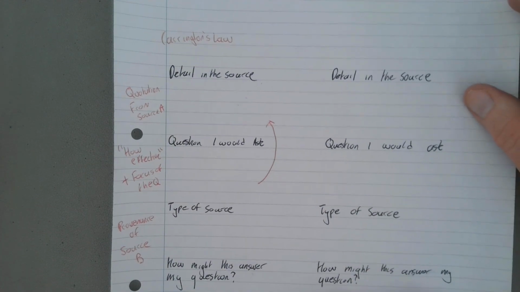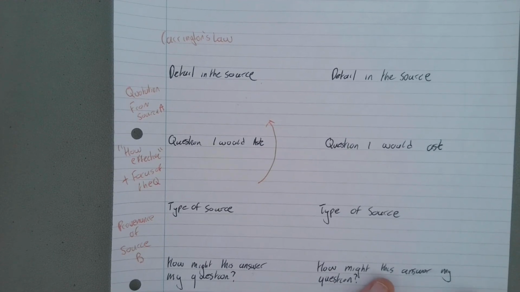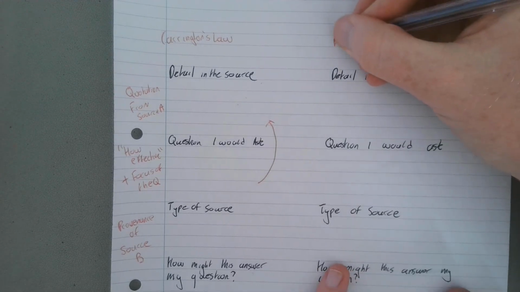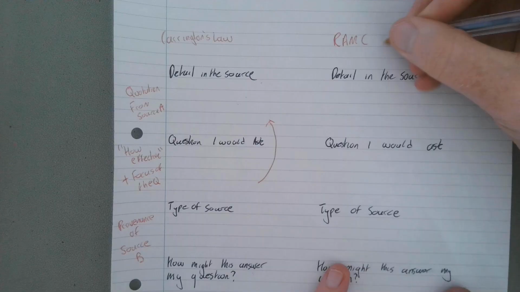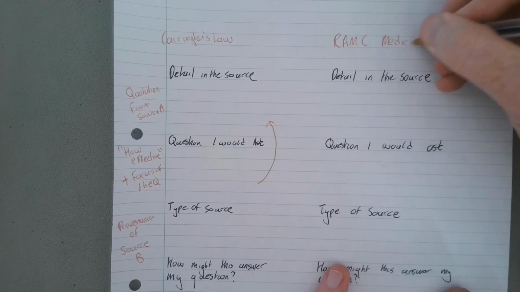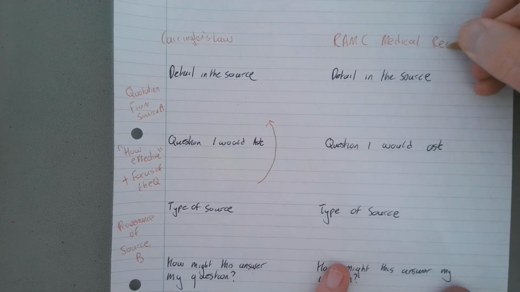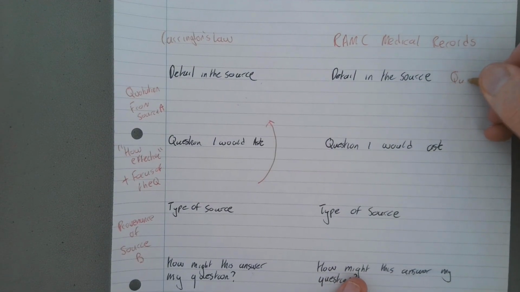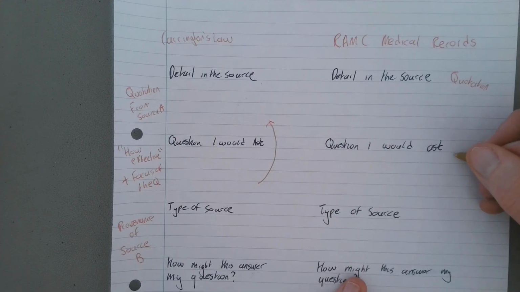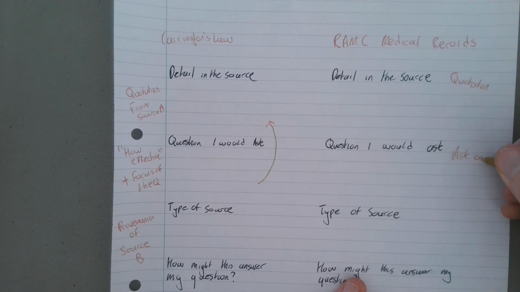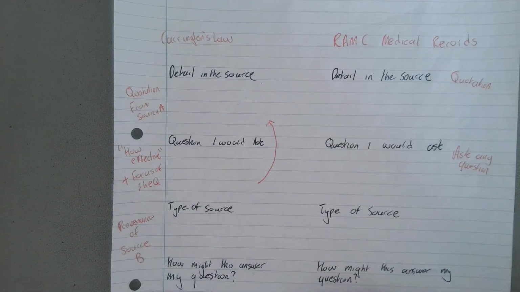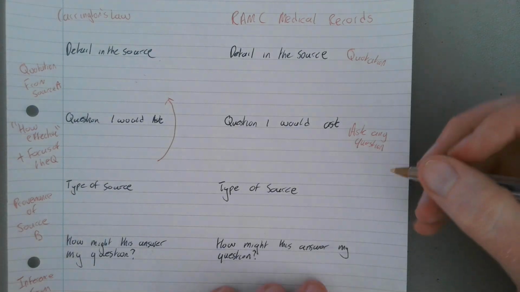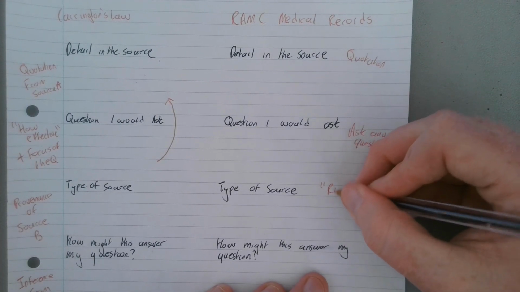Okay? The other alternative is you can use the old RAMC medical records. So again, with this first one, you still require a quotation. Then you can ask any question. Okay? Then what you can do is use the RAMC medical records.